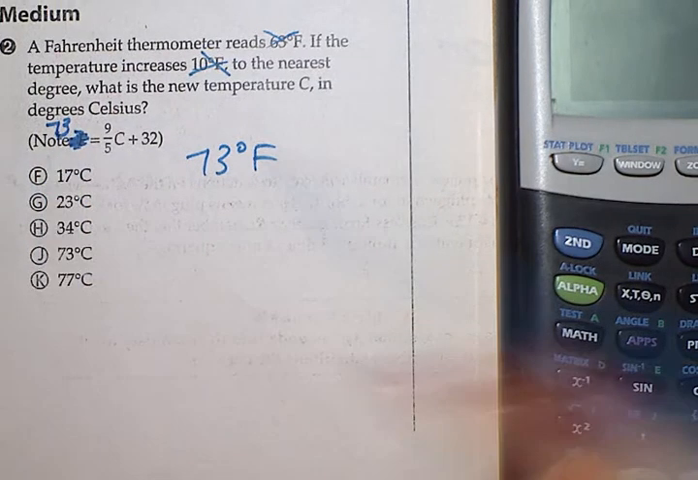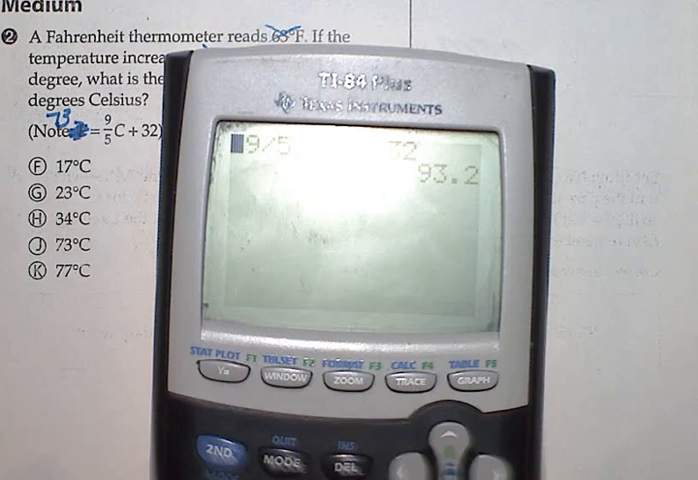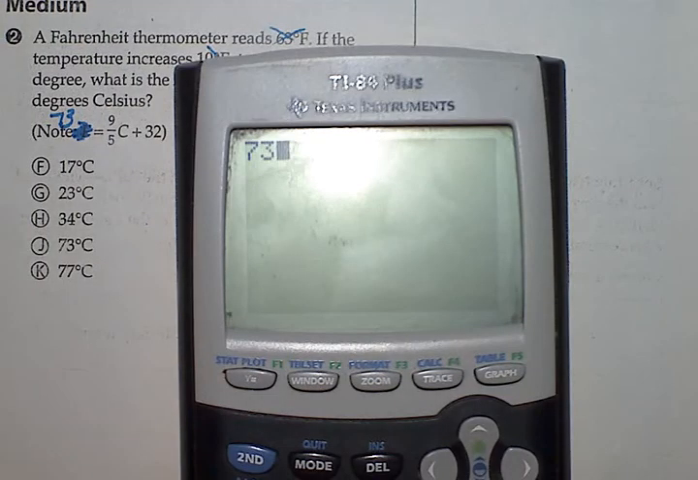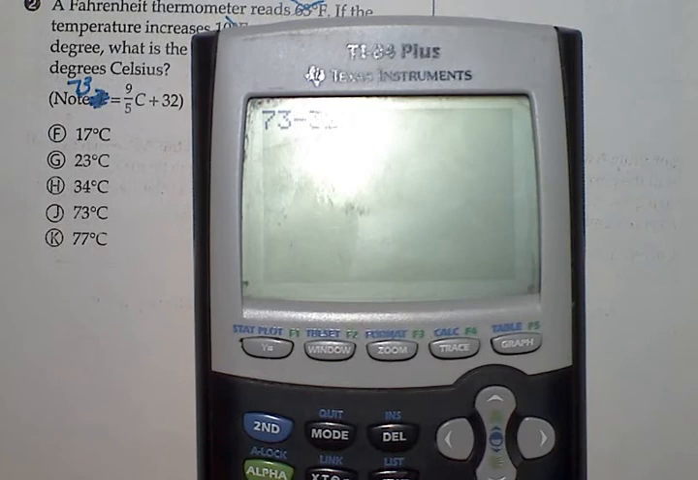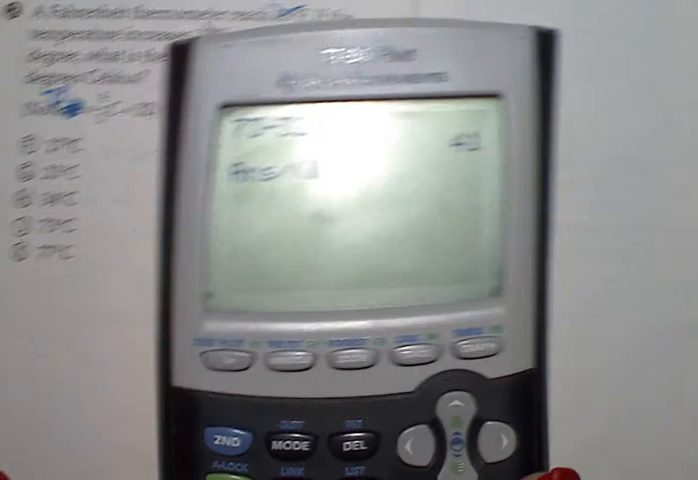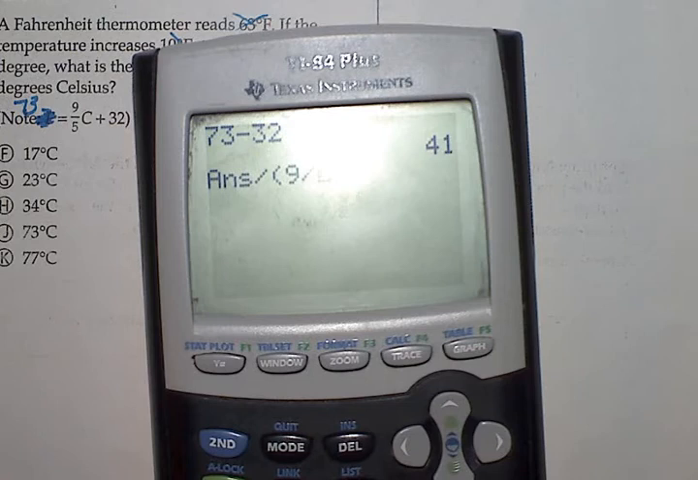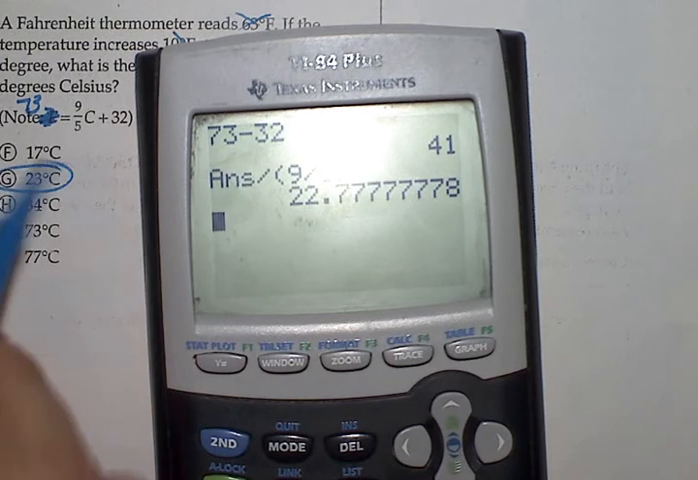Grab a calculator. So I'm starting with 73. The first operation in order to isolate the C is to subtract 32 and press enter. Now, how you get rid of that 9/5 is up to you. I'm going to choose to divide, but when I divide, I have to put 9/5 in parentheses. I have 22.7, which is closest to 23 degrees Celsius.